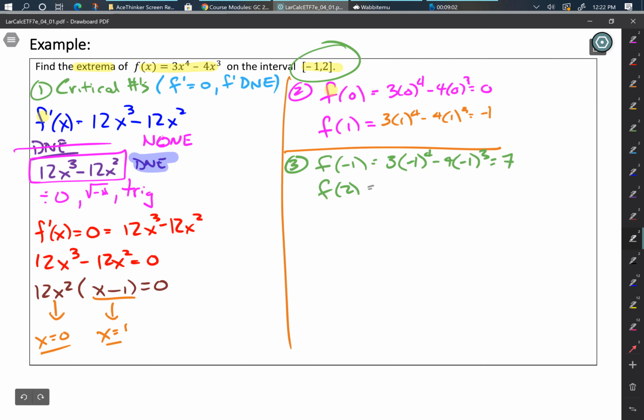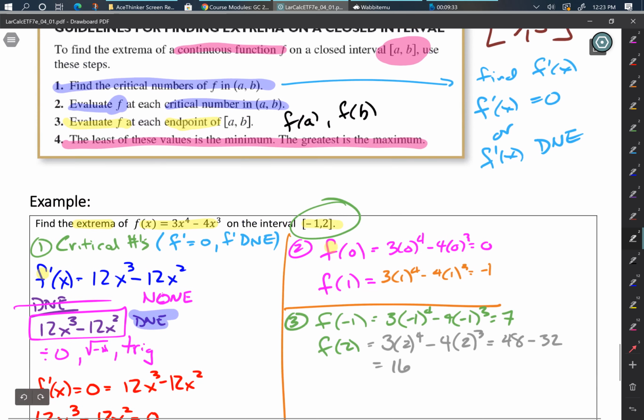And now we have f of 2, which is 3 times 2 to the 4th minus 4 times 2 to the 3rd. 2 to the 4th is what? 16. 3 times 16 is 48. 2 cubed is 8. 4 times 8 is 32, so minus 32. 48 less 32 is 10 and 6, 16. Okay, I'm done with step 3.